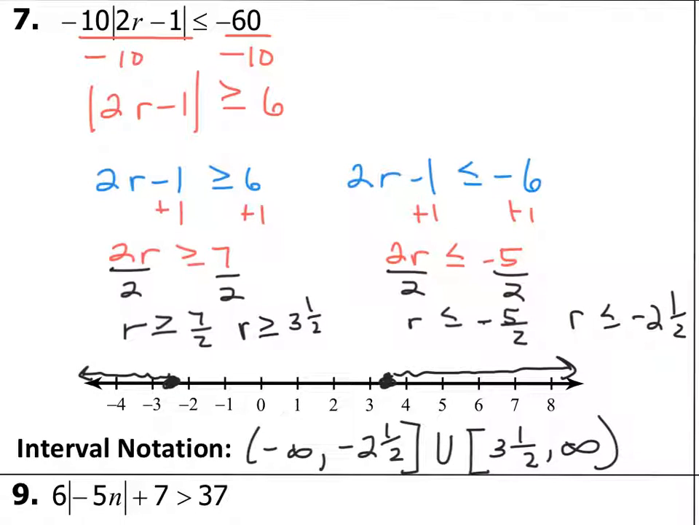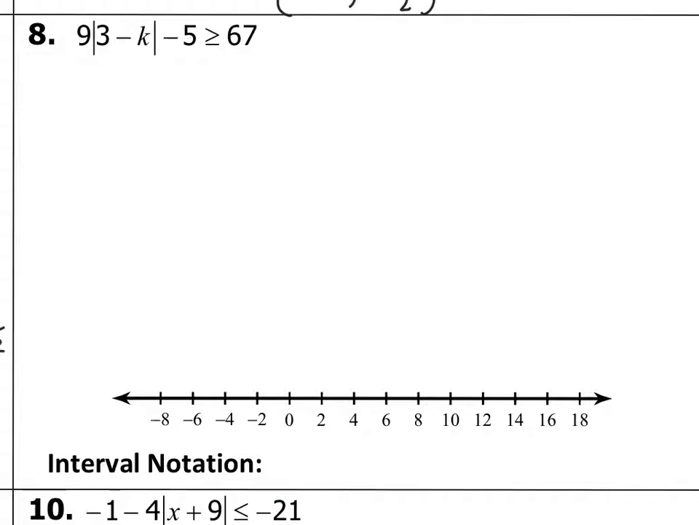So here's the graph and the interval notation, and notice that I changed the improper fraction into a mixed number. Just makes it a little bit easier to graph 3 1/2, rather than 7 halves. Same with over here, negative 5 halves, I changed it to negative 2 1/2. Okay, here's problem 8, so go ahead and solve it and then check back.